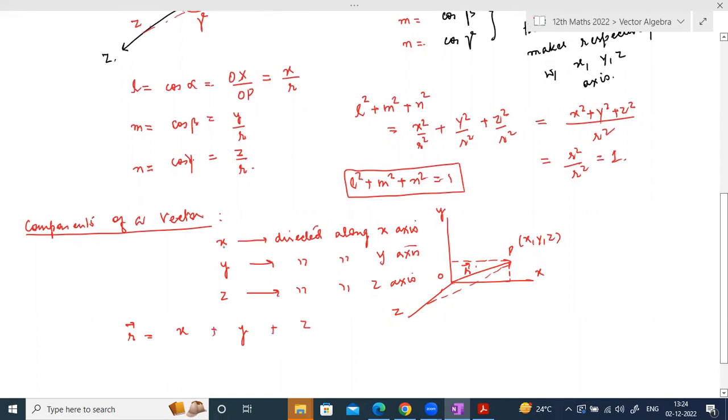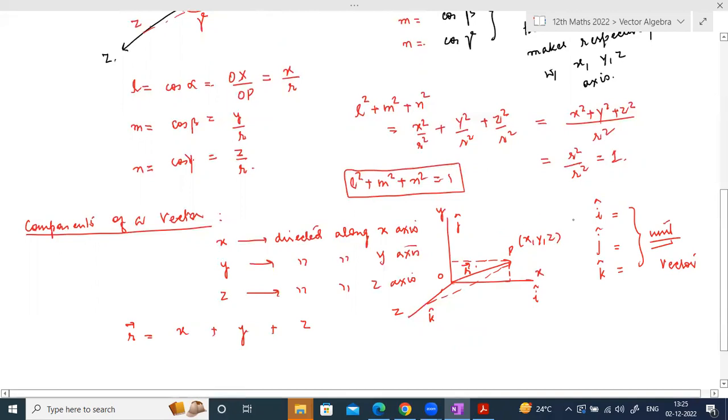But how do we represent x as a vector? We need to introduce unit vectors in each direction: i, j, and k. What are i, j, and k? They are unit vectors in the direction of the x, y, and z axis respectively. Unit vectors are represented as i and then a cap symbol on top of it. So they are three unit vectors in the direction of the x, y, and z axis.